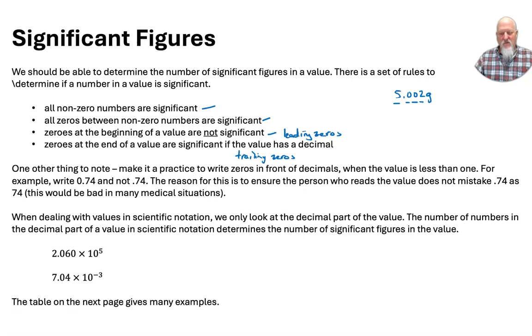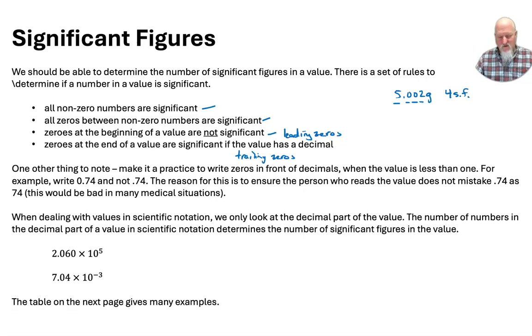So 5.002: the 5 and the 2 are significant because of our first rule, and the 2 zeros are significant because of our second rule. So 5.002 would have 4 significant figures. I'm going to write that as SF, significant figures.